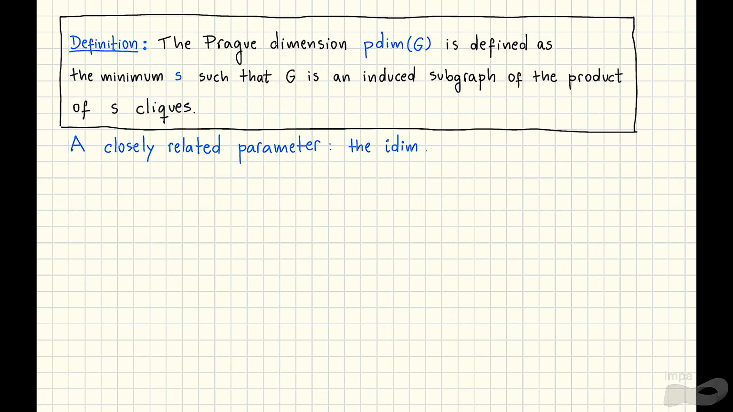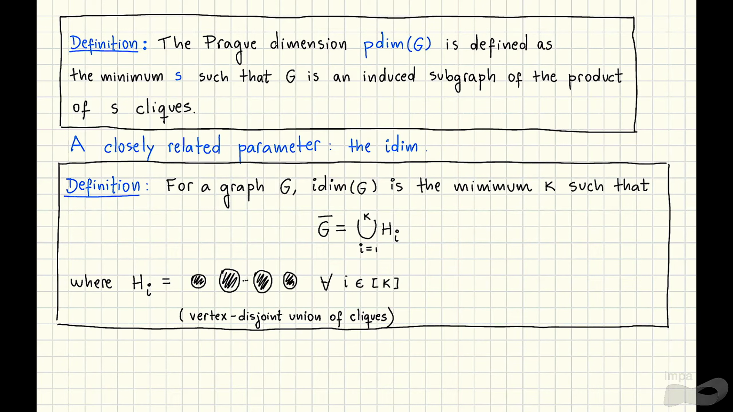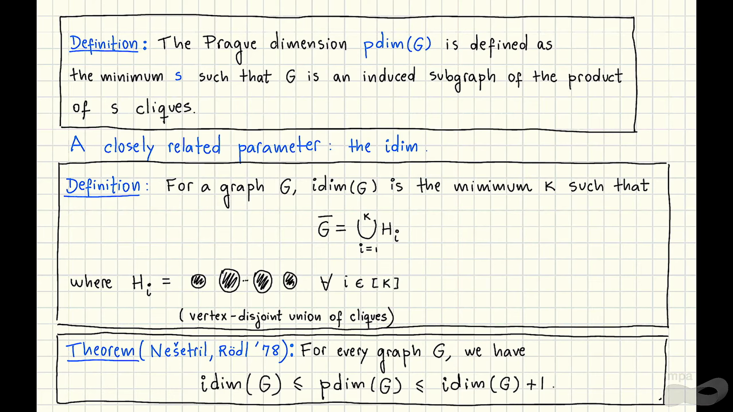Okay, so let's talk about something which is much simpler to understand, which is this IDIM. What is this IDIM parameter? For a graph G, IDIM is the minimum k so that you can write the complement of G as a union of k subgraphs. But these subgraphs must have a determined shape, which is that they are vertex disjoint unions of cliques. Okay? So you want to cover the complement of G with unions of vertex disjoint cliques, right? And Nešetřil and Rödl showed in the 70s that for every graph G, these two parameters, the Prague dimension and the IDIM, differ by a factor of 1. So from now on, we are essentially only going to talk about this IDIM parameter, okay?